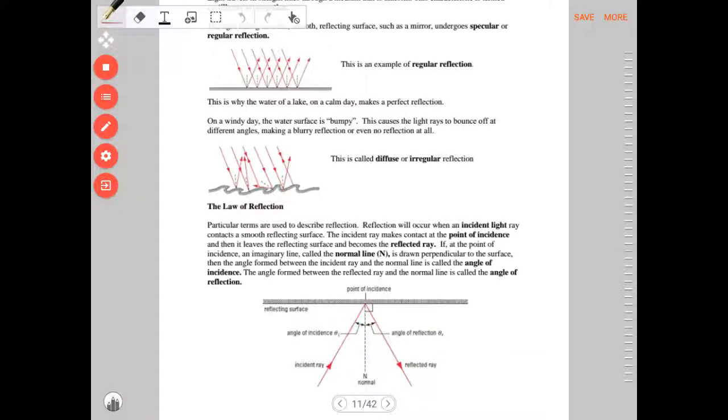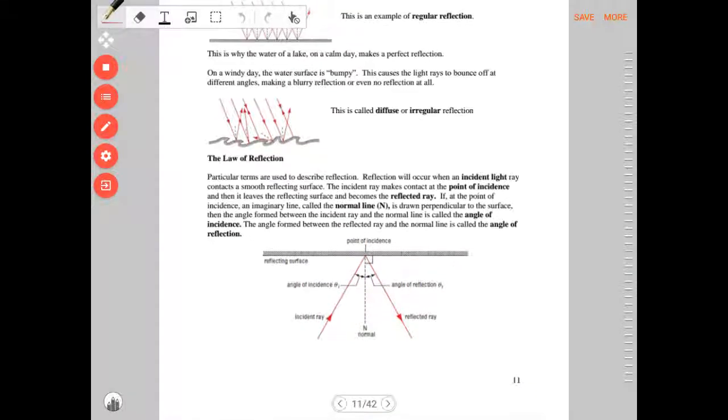So, the law of reflection. Particular terms are used to describe reflection. Reflection will occur when an incident light ray contacts a smooth reflecting surface. The incident ray makes contact at the point of incidence and then leaves the reflecting surface and becomes the reflected ray. If, at the point of incidence, an imaginary line, called the normal line, is drawn perpendicular to the surface, then the angle formed between the incident ray and the normal line is called the angle of incidence. The angle formed between the reflected ray and the normal line is called the angle of reflection.